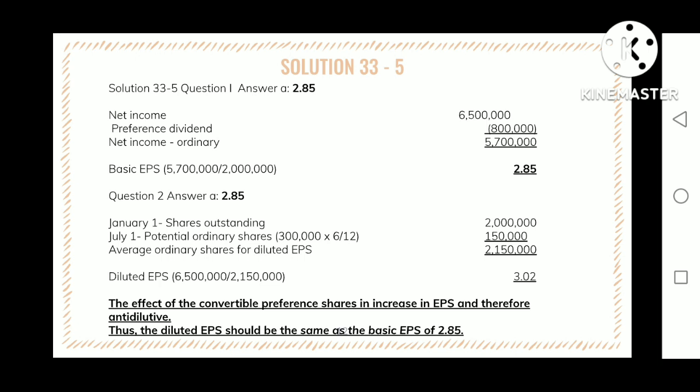The rule is the effect of the convertible preference shares is an increase of earnings per share and therefore anti-dilutive. Thus, the diluted earnings per share should be the same as the basic earnings per share of 2.85.